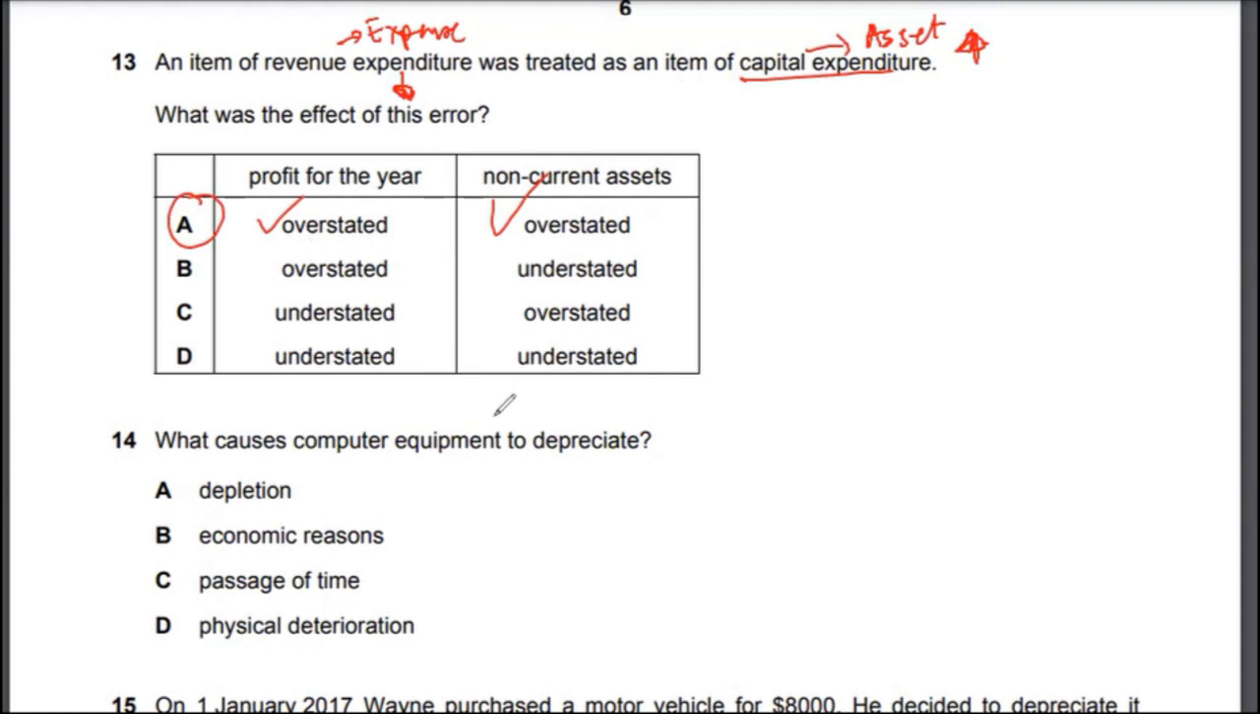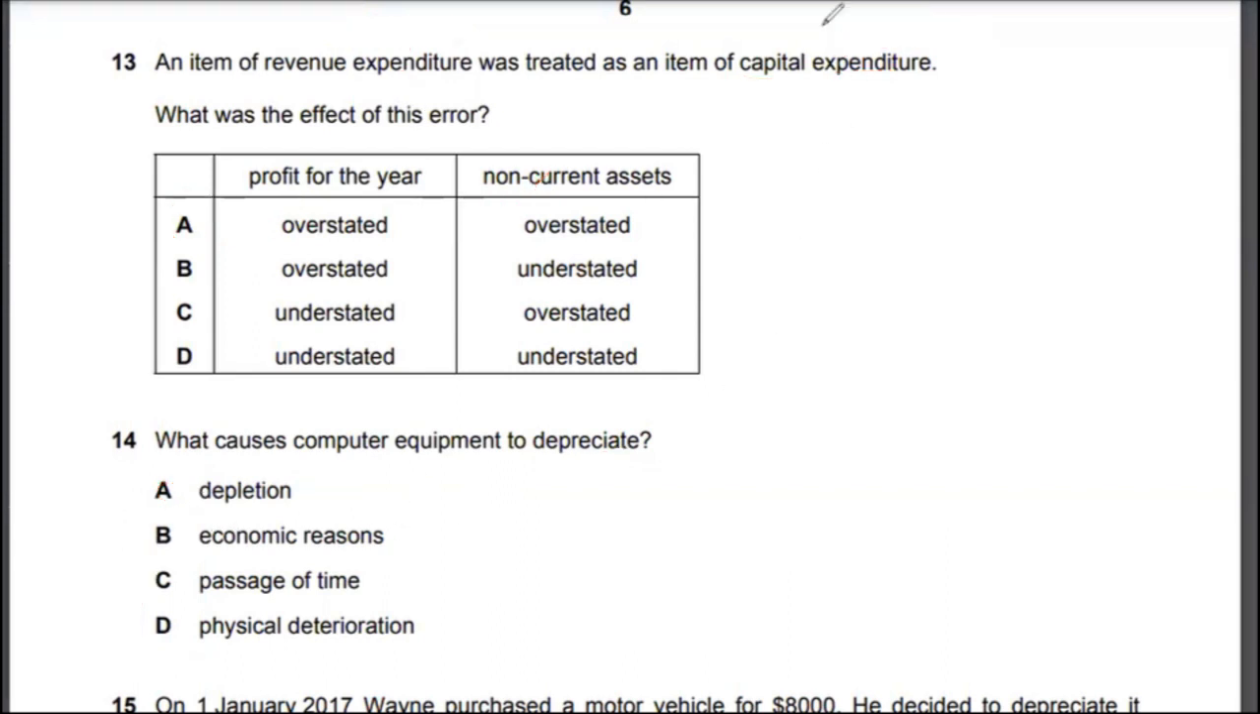Let's look at multiple choice 14. What causes computer equipment to depreciate? Depletion is for natural resources, so option A is incorrect, but from B to D students could be very confused about which option to pick. You have to understand the purpose behind this question. The examiner is testing you on the definition of depreciation. Depreciation merely occurs because of economic reasons. Therefore, the correct answer to multiple choice 14 would be option B.